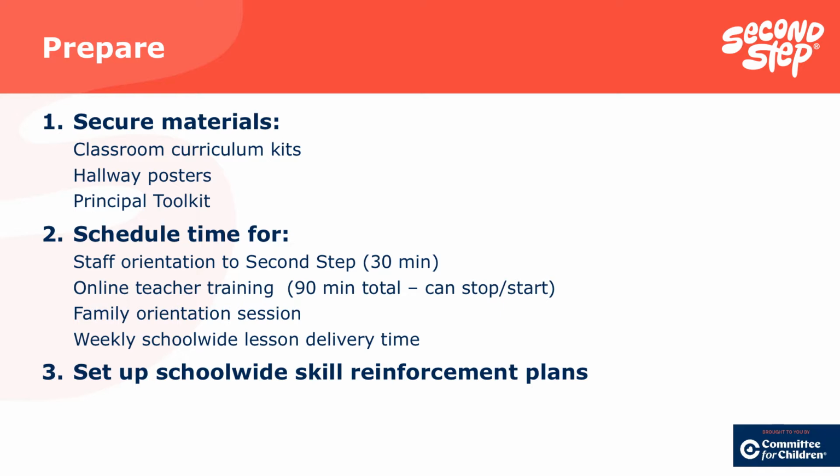And then just sort of as a checklist, you'll want to make sure as you're getting started to schedule time for these following stakeholder buy-in activities, including staff orientation to Second Step, the online teacher training, which is an individual online training that teachers complete that takes a maximum of 90 minutes. Teachers can stop and start and do that at the pace that works for them. You want to schedule time for the family orientation session. And finally, the weekly school-wide lesson delivery time, which is also a critical piece.